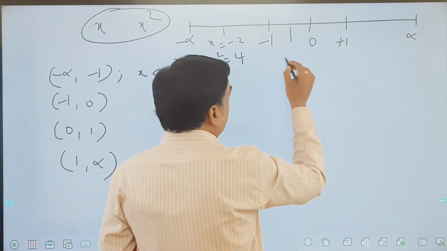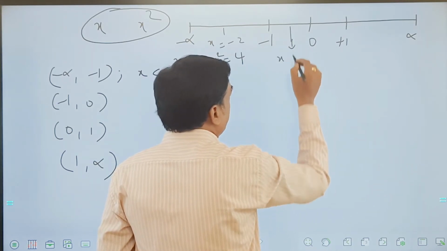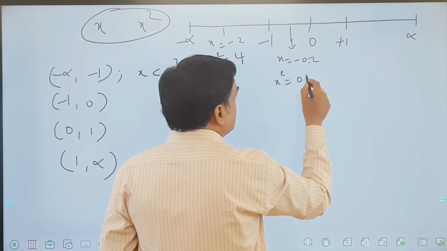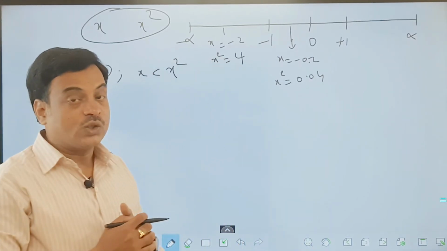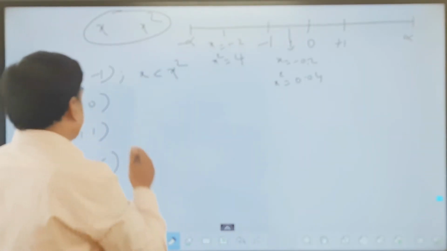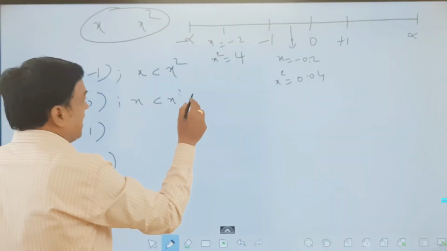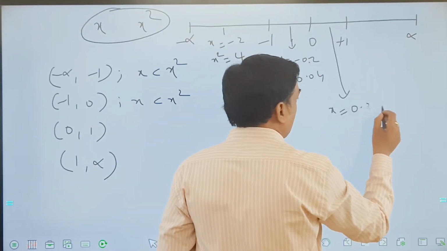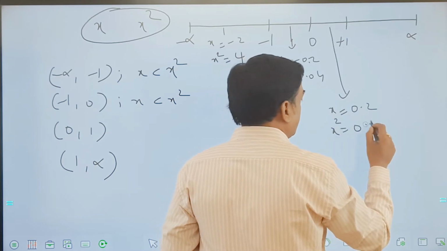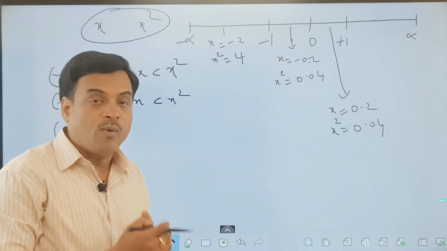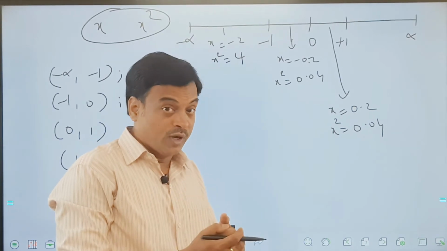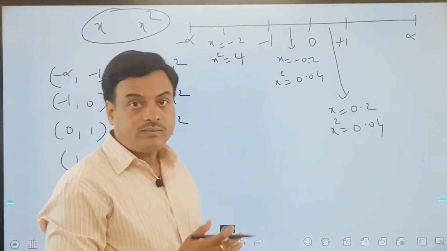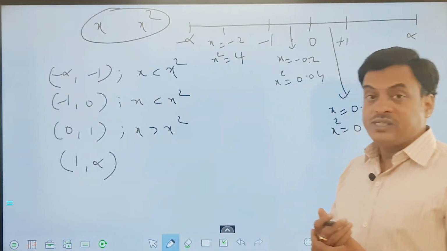And if I take a value from here, like x is equal to minus 0.2, and if I square it, friends, it is 0.04. So you can see x square is positive and x is negative. Again, I get x as less than x square. Now if I take a value from here, friends, if I take x is equal to 0.2, the x square value is 0.04 and we all know 0.04 is less than 0.2. So here you can suddenly find x as greater than x square. That is what my finding is. The x value is greater than x square.